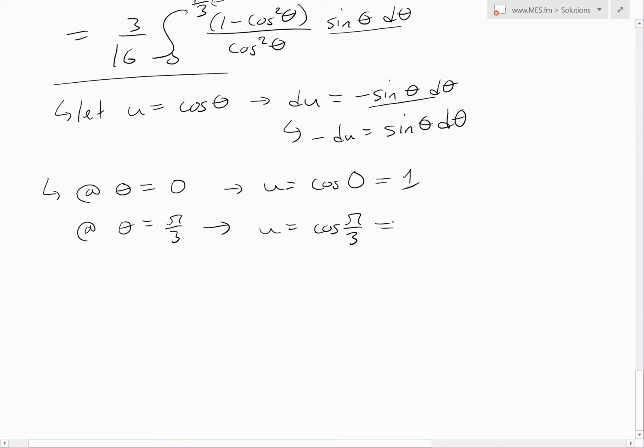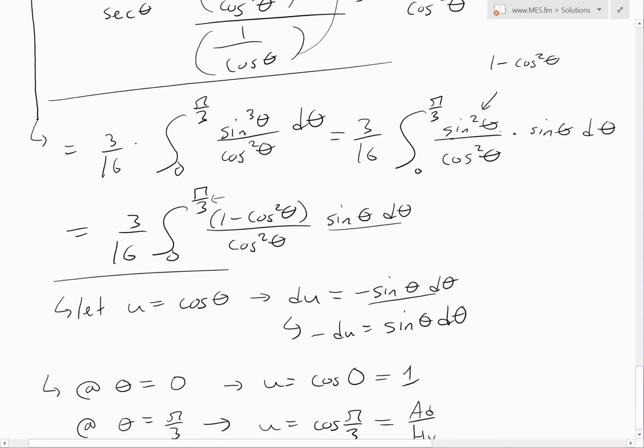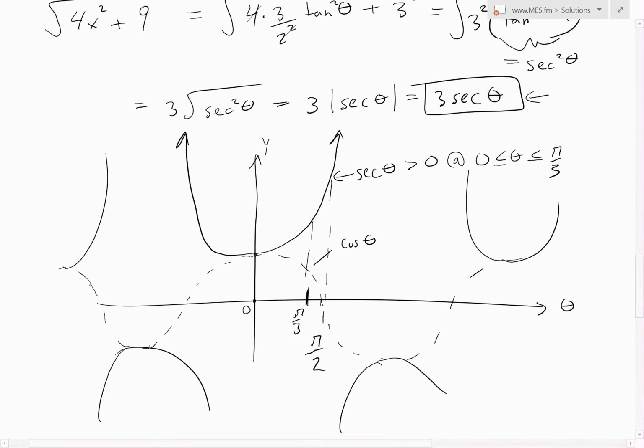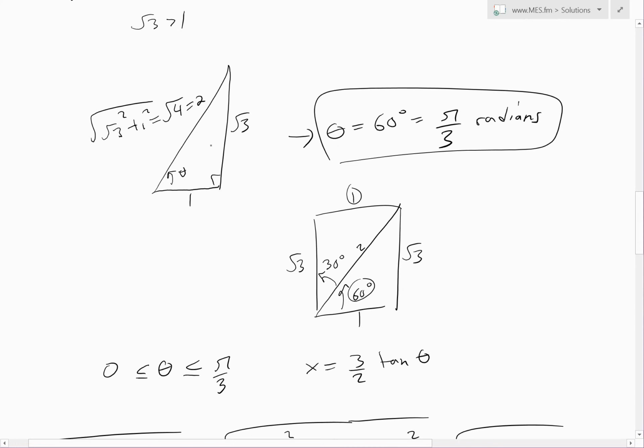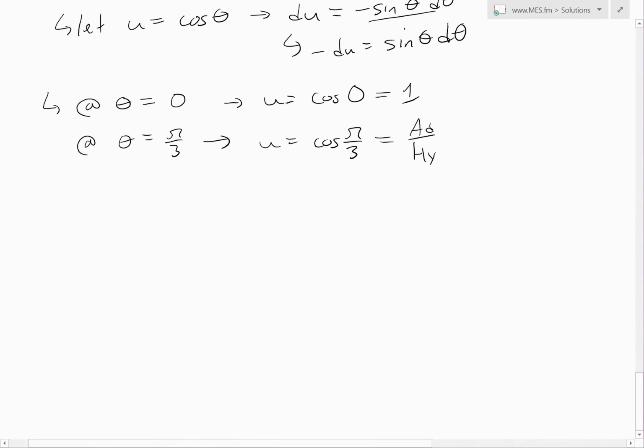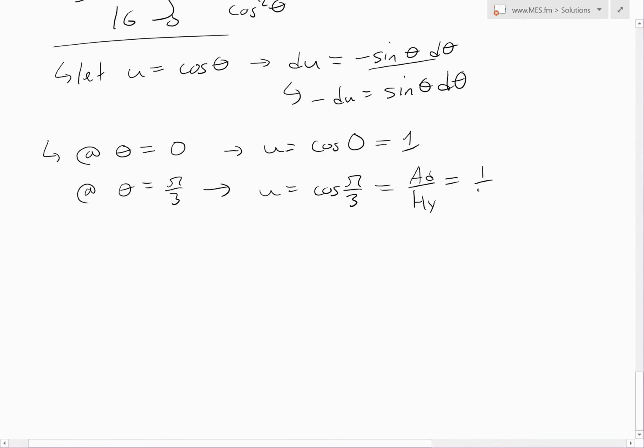Which equals 1 over 2. We could just scroll up here, because we know that cosine is adjacent over hypotenuse of a right angle triangle, and that's the angle pi over 3, this angle right here. So adjacent over hypotenuse is just 1 over 2, so cosine of pi over 3 is 1 over 2. So now we have u going from 0 to 1 over 2.